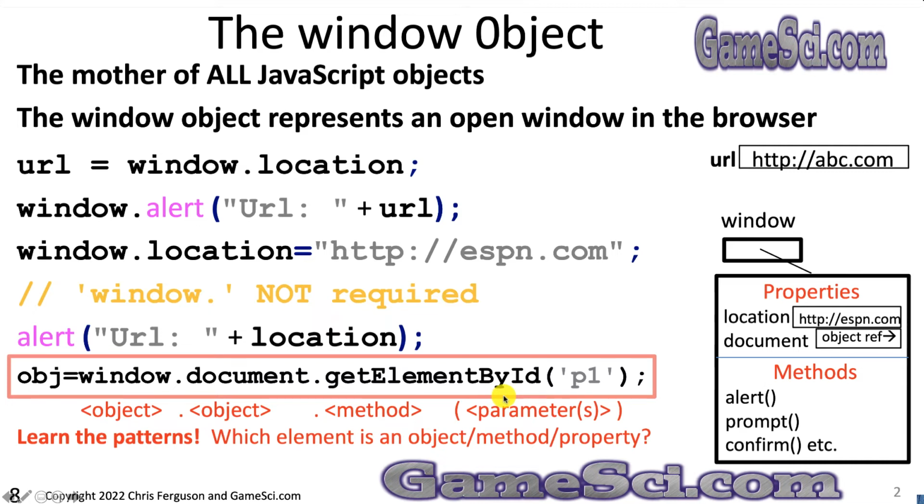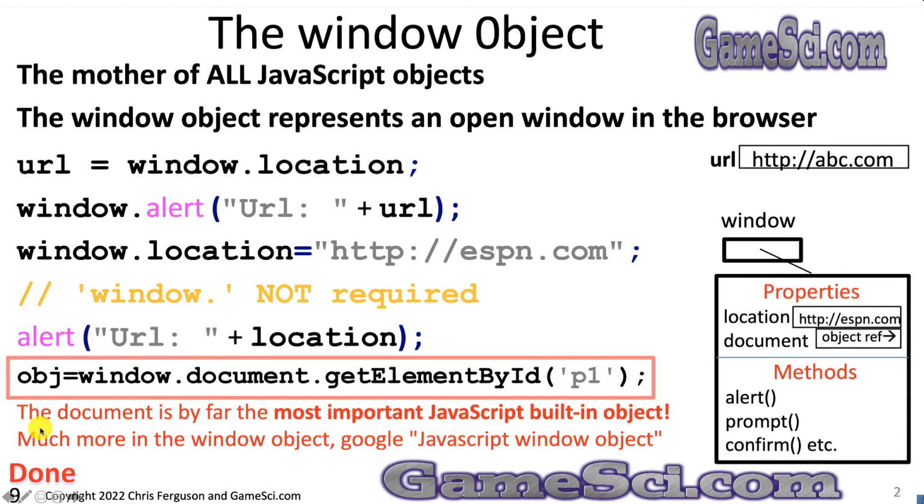And I know it's a method because of these parentheses right here. And what I'm sending to it is a parameter. Go find me the element with the ID equal to P1. And it will return that element, an object from the DOM, and assign it to this obj variable. While document is by far the most important JavaScript built-in object, because we'll use document more than anything else, keep in mind it's part of the window object, so the window object is just as important.